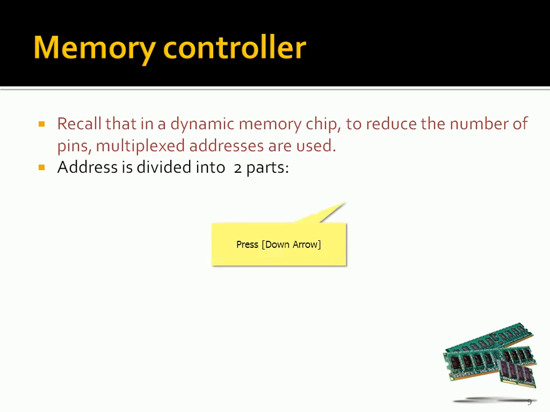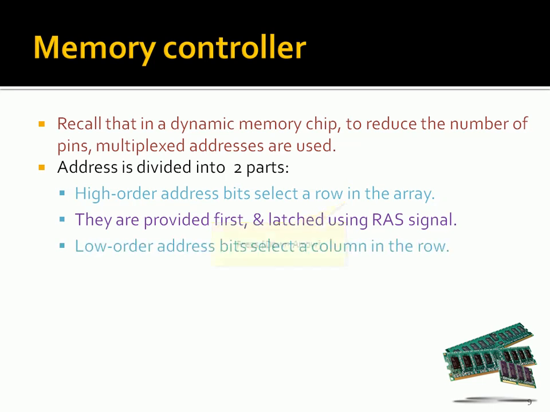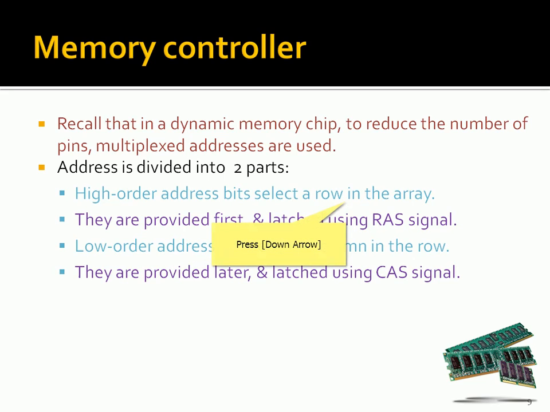Address is divided into two parts. What are those? High order address bits and low order address bits. The high order bits are provided first and latched using the row address strobe signal. The low order address bits are selected as the column address, so a column address strobe signal will be there.